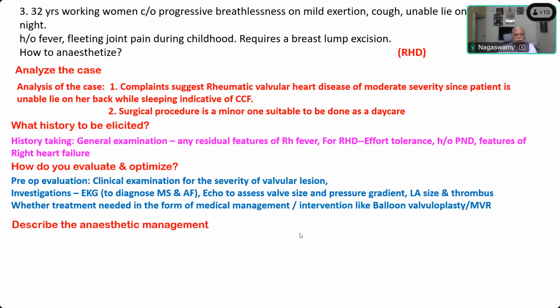Anesthetic management. Sir, should we include the ASO titer values and everything in the evaluation, sir?